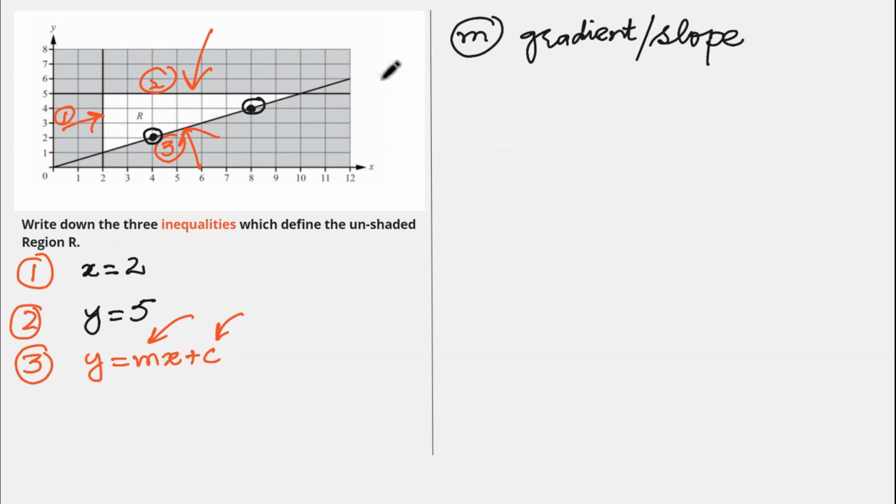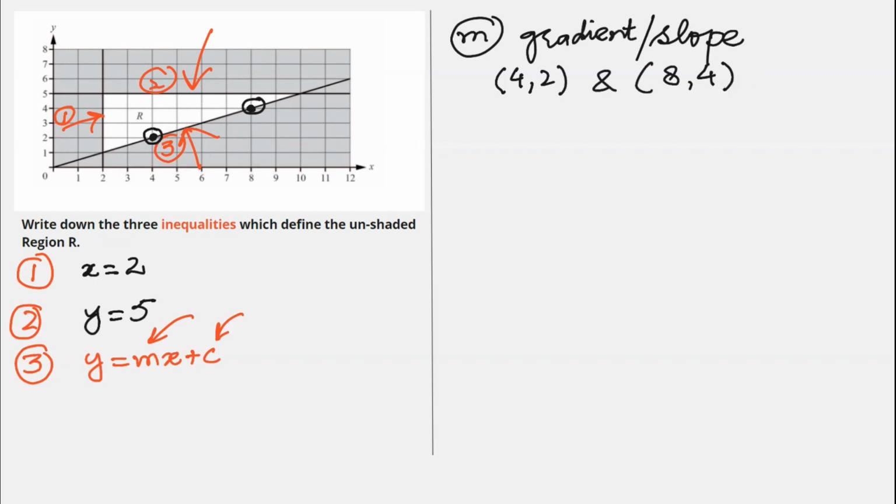Both of these points lie on this sloping line, line number 3. You need to choose points which lie on line number 3. You can choose any point, like this point, which is 2, 1. You can choose 0, 0, or any 2 points. So I have chosen 2 points. My first point is 4, 2. X coordinate is 4 and y coordinate is 2. And my second point that I've chosen is 8 and 4.